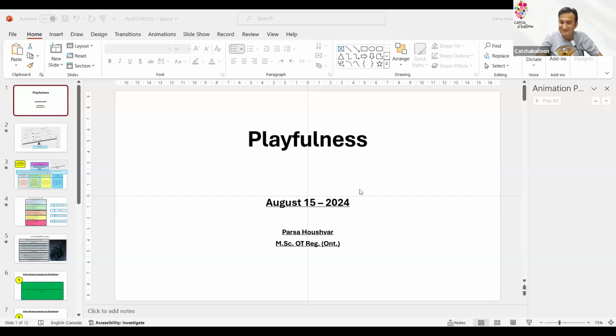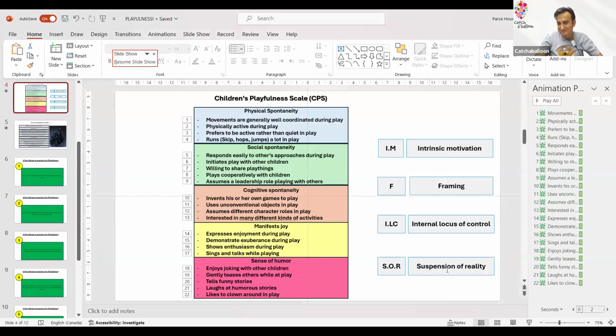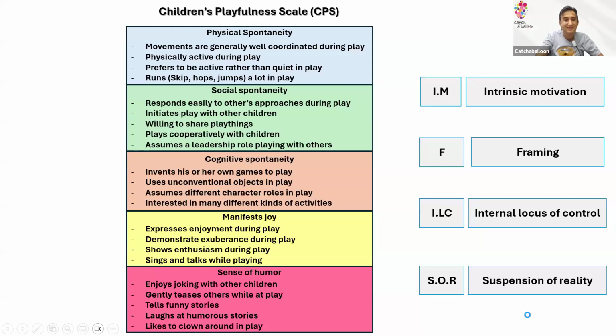Okay, so let's get back to the boring theories of playfulness again. I wish I could watch Mr. Bean for some time, but we get back to this part of the task, and I hope that you have enjoyed it as much as I did. So, we have reviewed these domains of spontaneity and also joy and sense of humor.